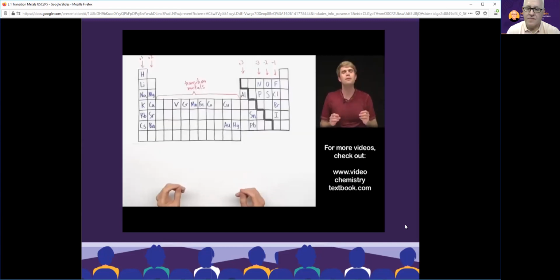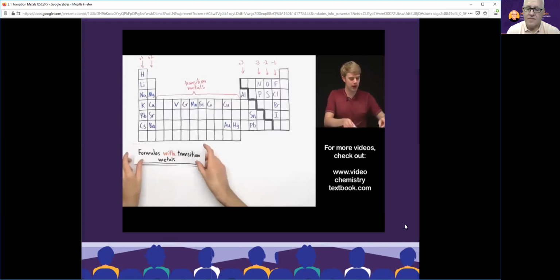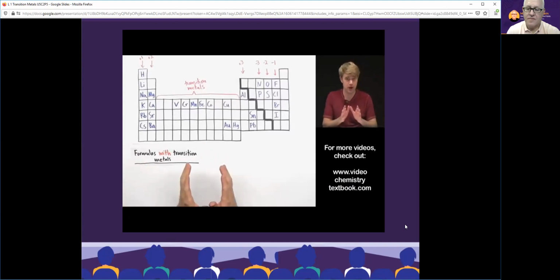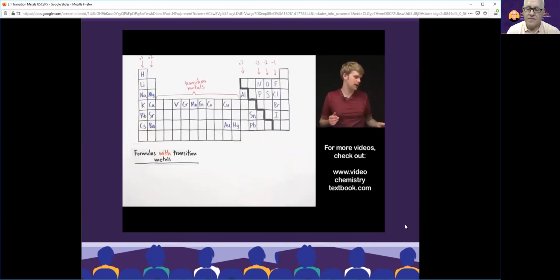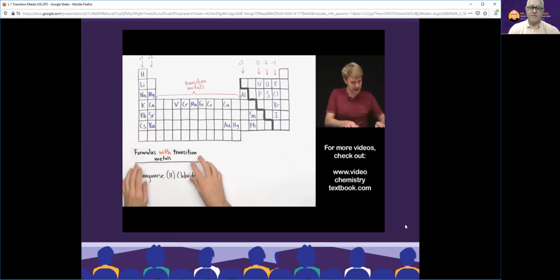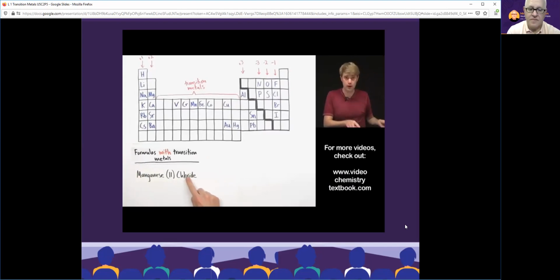So we're going to use this Roman numeral notation whenever we write formulas with transition metals, because we have to explicitly say what charge the metal has, because we can't just figure it out based on where it is on the periodic table. So we have to say manganese 2 chloride for a compound that contains Mn2 plus. For iron 3 oxide, we write that so that whoever's reading it knows that we're talking about a compound that contains iron with a 3 plus charge, okay?